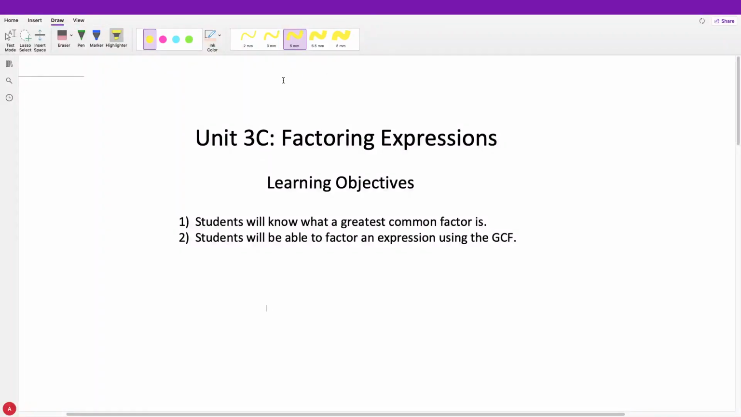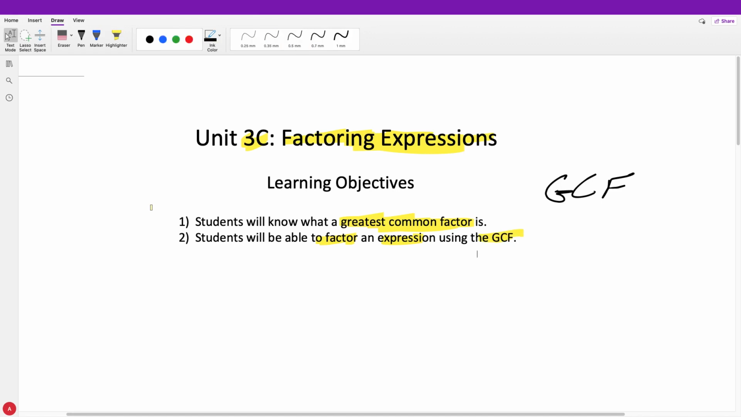All right, so we're now going to move on to our next video, and this is our last video and last section before our next quiz, and that is going to be section 3C, factoring expressions. What you will need to be able to do by the end of this video is know what a greatest common factor is, which going forward I'll just call GCF. So you have to know what a GCF or greatest common factor is, and then you'll also have to know how to factor an expression using a GCF.